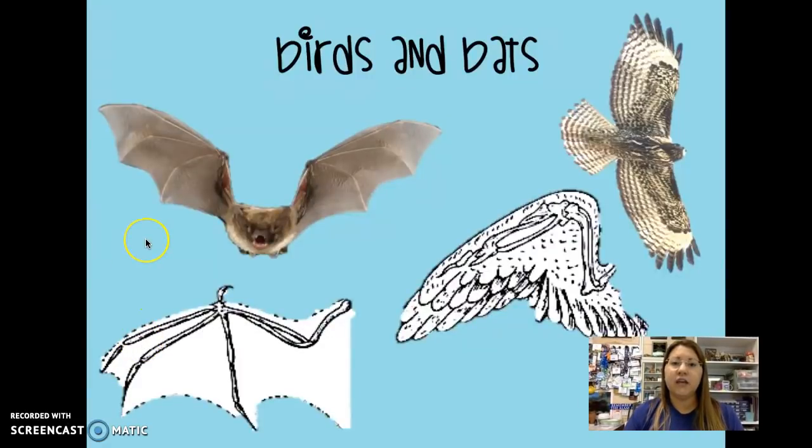Our last section is looking at birds and bats and the similarities between them. So think about what they may have in common. You've got a picture of a bat here, a picture of a bird. This is a bird's wing and a bat's wing. So they both are capable of flying, right? They have analogous structures in common because they are both capable of flying, but that doesn't necessarily mean that they're related, right? So birds and bats both can fly.